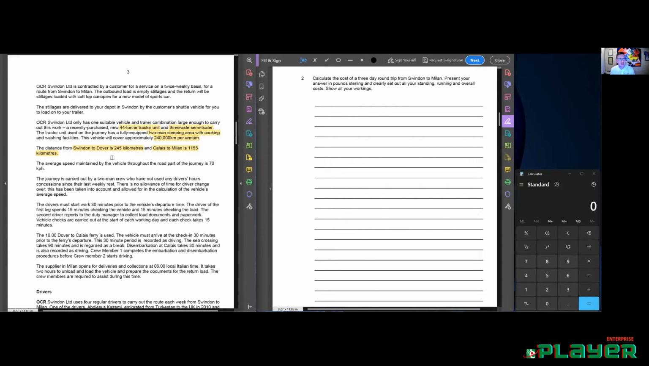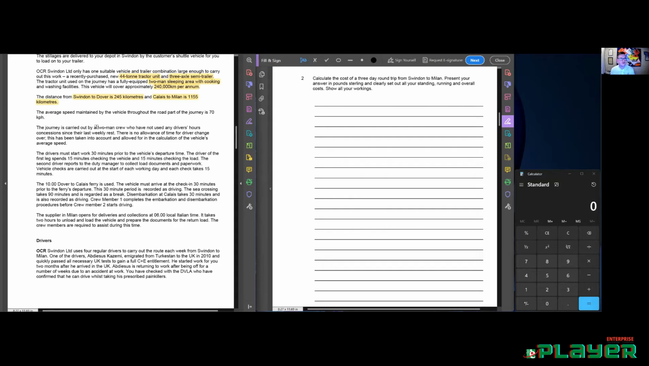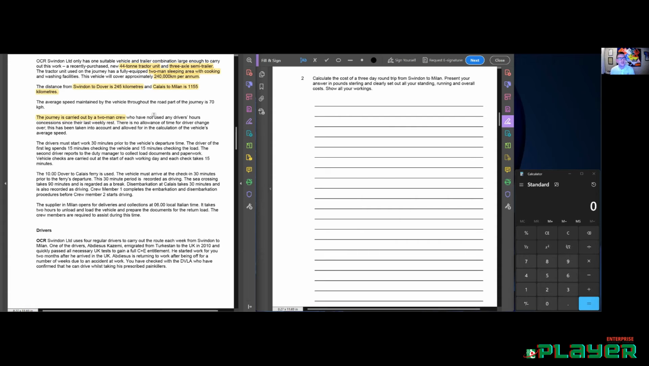The average speed maintained by the vehicle throughout the road part of the journey is 70 kilometers per hour. The journey is carried out by a two-man crew who have not used any driver's hours concessions since their last weekly rest. There is no allowance of time for driver changeover. This has been taken into account and allowed for in the calculation of the vehicle's average speed.